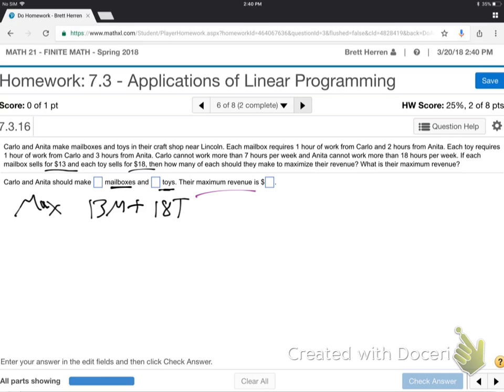Now, what else do they speak of in this problem? Looks like they're talking about Carlo and Anita. So Carlo and Anita are going to be the sideways parts. You get what I mean? See how I looked for it, like last time it was carbohydrates and protein. Right?